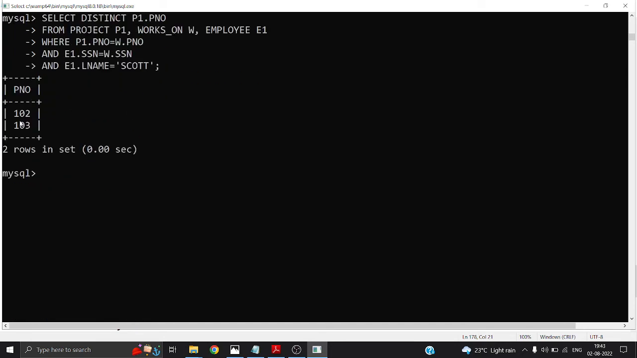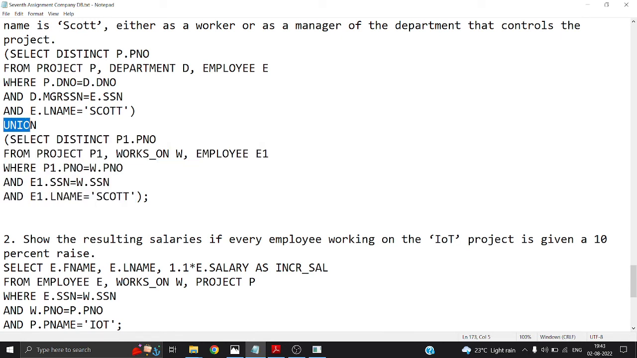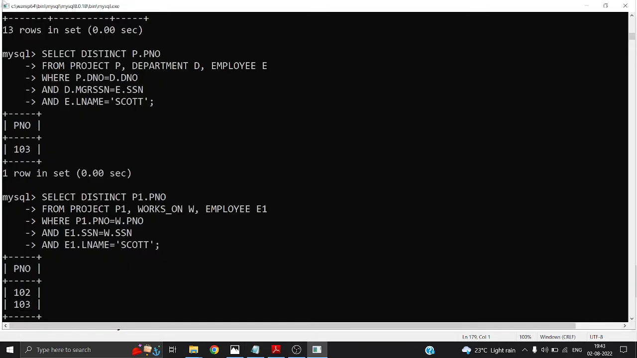Because of that, we got the output as project numbers 102, 103. Our question is, he might work as a worker or he might work as a manager. Because of that, we need to combine these two with a union operation. Union combines these two and it will display the output, that is 102 and 103. So here we included the union operation of these two queries, and when we combine them, we simply get the output as 102 and 103.